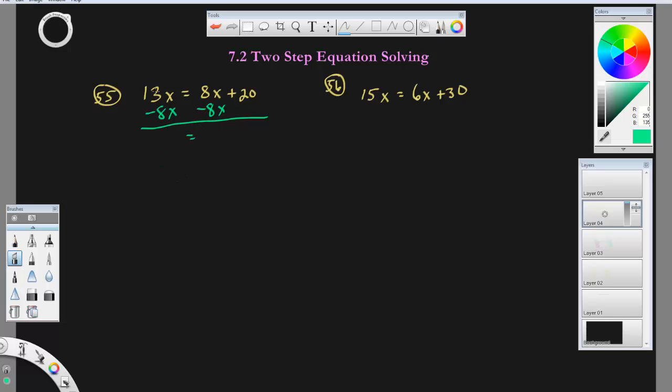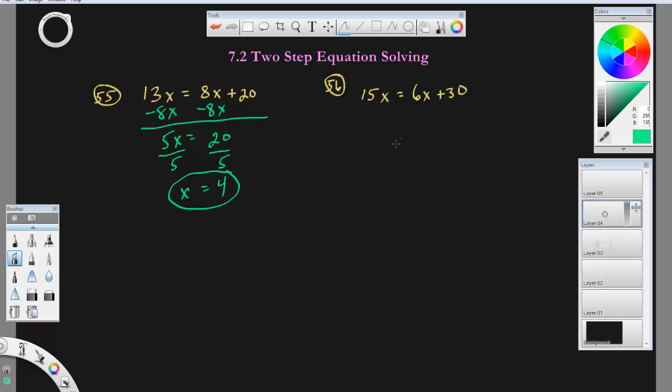Interesting thing happens here when you do that. This would be 5x equals 20. This 20 gets brought straight down there. All right, so 5x equals 20, and then we're at the point now where we're just dividing by the coefficient. So that cancels. x equals 4. Final answer. This does take some work.